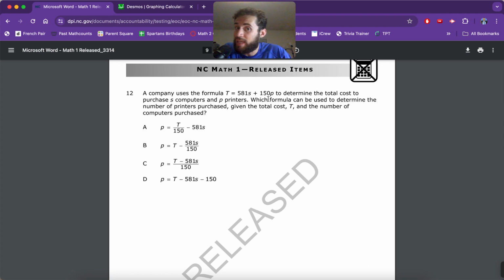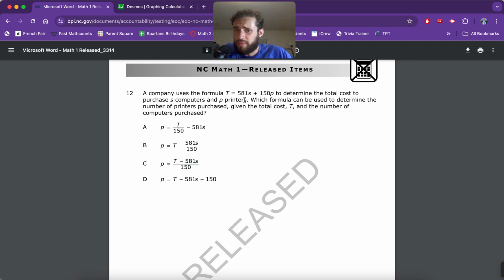So now you've got your P's alone, but you've got 150 P's. You only want 1 P. So to get rid of a times 150, you do the opposite of times, just divide by 150. If you divide the right side by 150, you have to divide the left as well. So you divide this by 150P and get P alone, right, which is what we have here. And then the T minus 581S would also be divided by 150. So just find one that's T minus 581S right here, and then divided by 150. So C would be your answer.